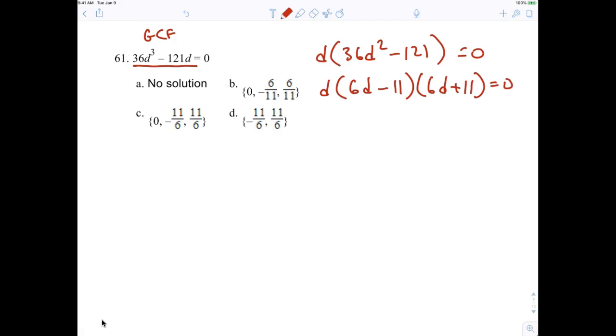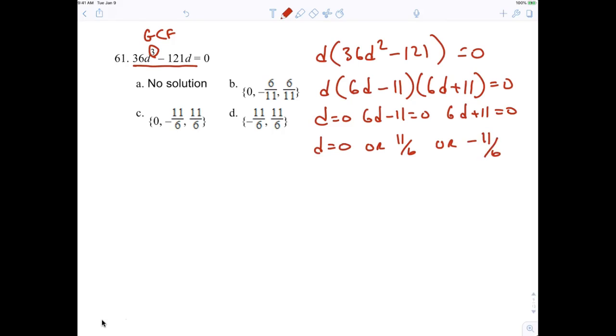Now there are going to be 3 answers again because it's to the 3rd power. So I have d equals 0, 6d minus 11 equals 0, 6d plus 11 equals 0. So d is equal to 0, or 11 over 6, or negative 11 over 6. So the correct answer here is what? C. C. All right. Anybody have any questions?